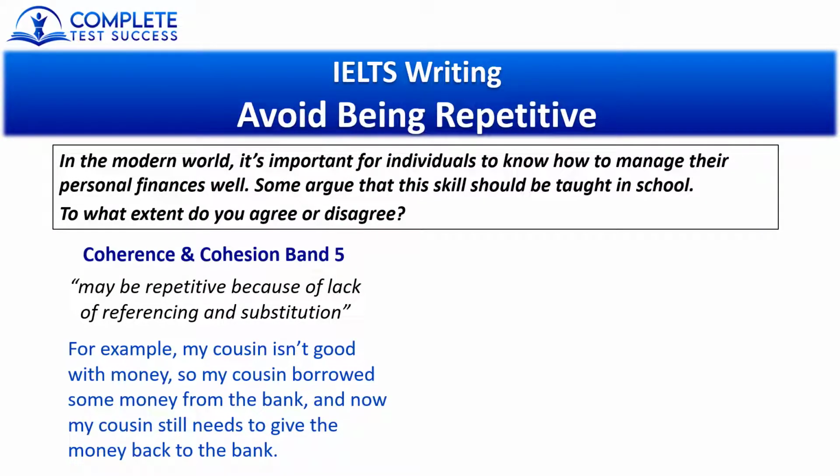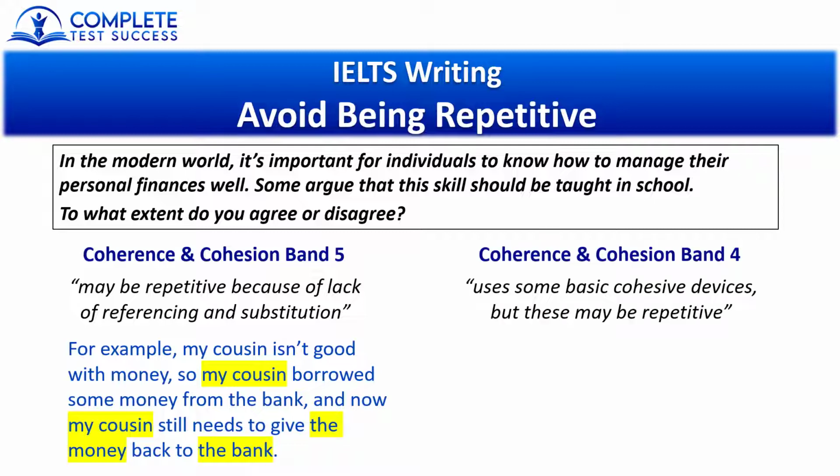So in English, we're not just going to say my cousin, my cousin, my cousin over and over again. We will use a pronoun, her or he, instead of repeating the full noun every time. But it's not just with my cousin, it's also with the money and the bank. We can replace these with pronouns, and when we can, we should.